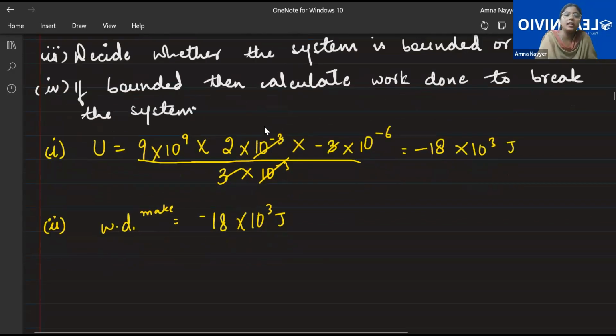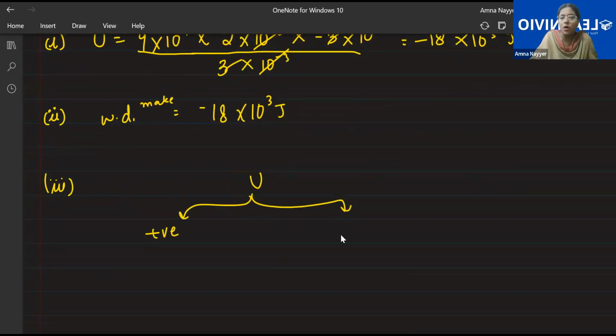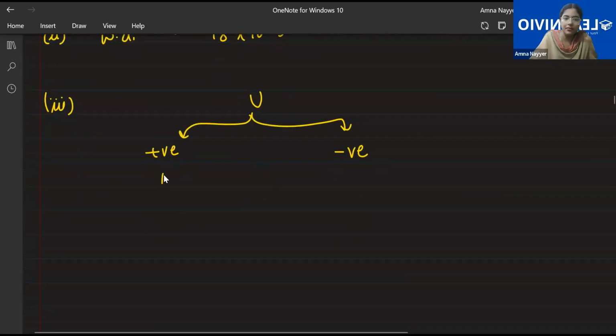Third part says, decide whether the system is unbounded or bounded. See, unbounded and bounded, how do you check? Let me tell you this. This can come in your exam. When you have potential energy, you will check whether it's positive or negative. If potential energy is positive, it means it is unbounded.